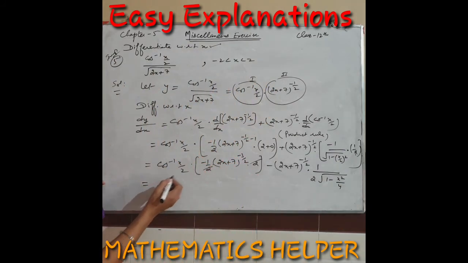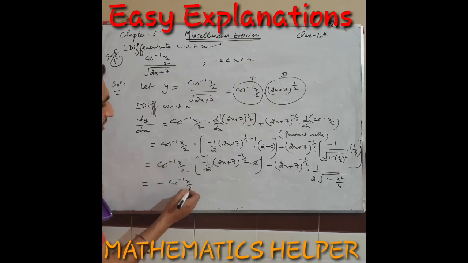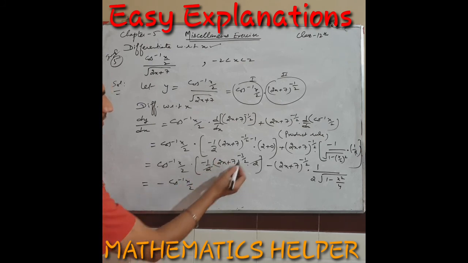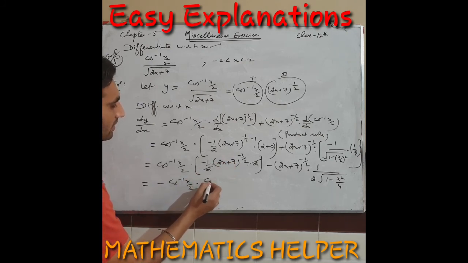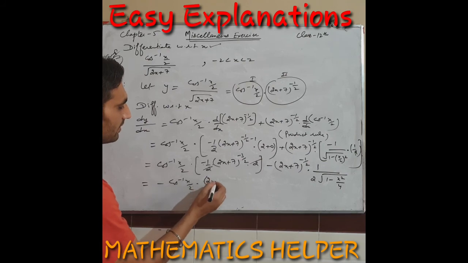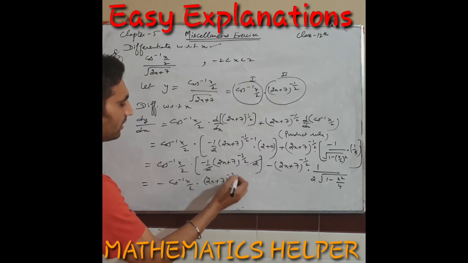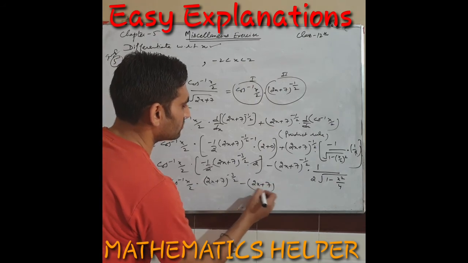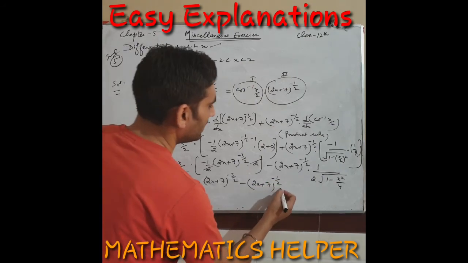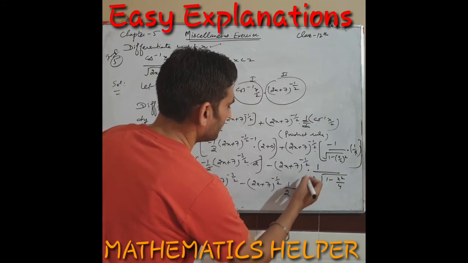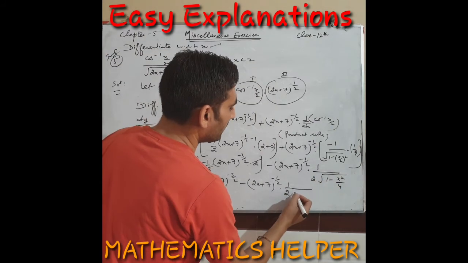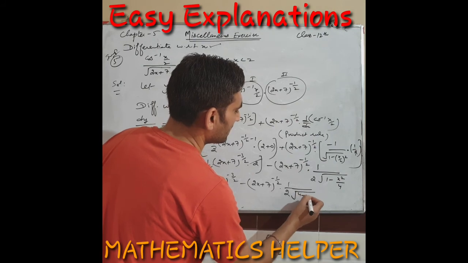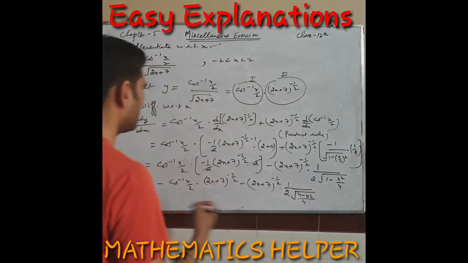Write one more step here. See, this is also negative, so I am writing in front of this minus sign, minus cos inverse x over 2. Then this, its power, this is 2x plus 7 raised to power minus 3 over 2. Next you have minus 2x plus 7 raised to power minus 1 over 2 into 2. Here, when you take LCM, it will be 4 minus x square over 4. So see what is next after this.